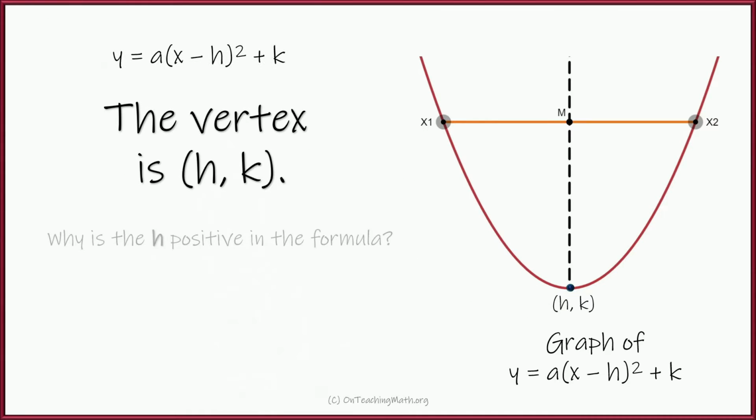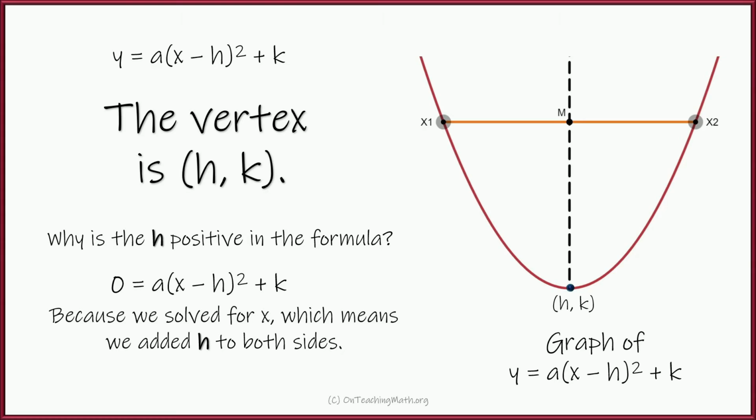But did you catch it? Why is h positive in this formula when it's negative there? Well, the reason why is because we solved for x, and when we solved for x, we had to add h to both sides.